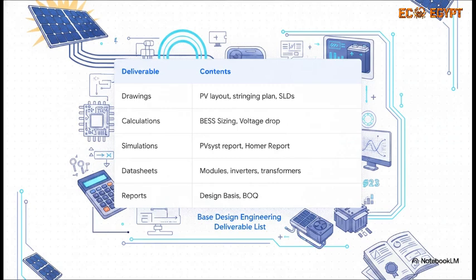Section 3. The engineering deliverable list, the execution. It's not enough to just know how a system works in your head. You must report about what you studied on paper. Your base design engineering deliverable list, the EDL, is essentially the package issued for construction. You've got to produce drawings, calculations like your BESS sizing, simulations via PVsyst, comprehensive equipment data sheets, and formal reports that include your design basis. And listen, missing even one category means your design is incomplete.